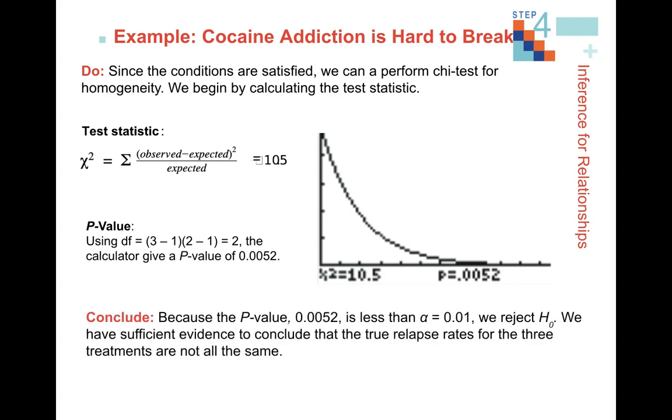Because the p-value of 0.0052 is less than alpha equals 0.01, we reject H null. We have sufficient evidence to conclude that the true relapse rates for the 3 treatments are not all the same.